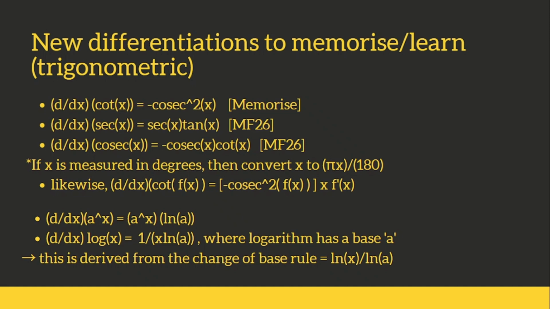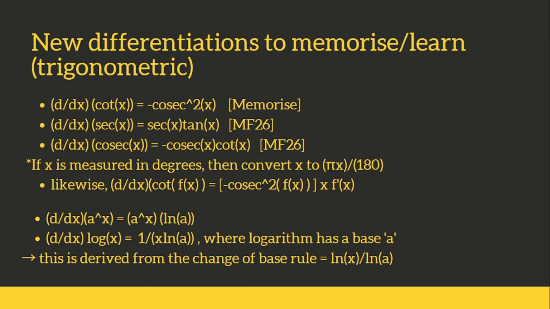But then for the differentiation of secant x, you will get secant x tangent x. Then for differentiating cosecant x, you get negative cosecant x cotangent x. Now the two formulas for secant x and cosecant x, both of them will be in MS26. But for cotangent x, you have to in a way memorize.